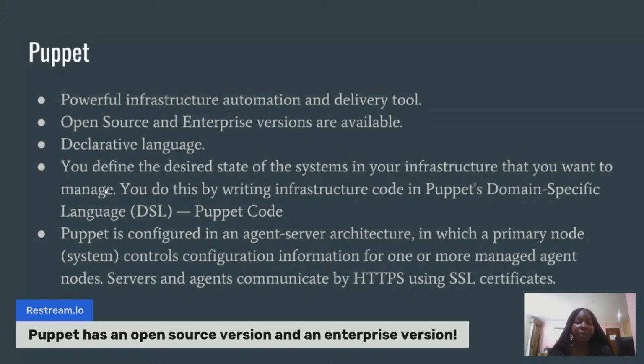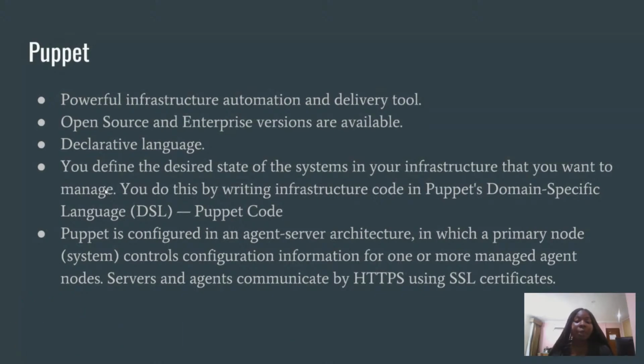So just like Chef, Puppet is configured in an agent-server architecture in which you have your primary node that controls all the configuration for the other agents; the agent nodes are the managed nodes. Just like how in Chef you have your Chef server, in Puppet you also have your primary node that has all the configuration and controls the information going to the other managed nodes. And the servers and agents communicate by HTTPS using SSL certificates. So the connection is also very, very secure.